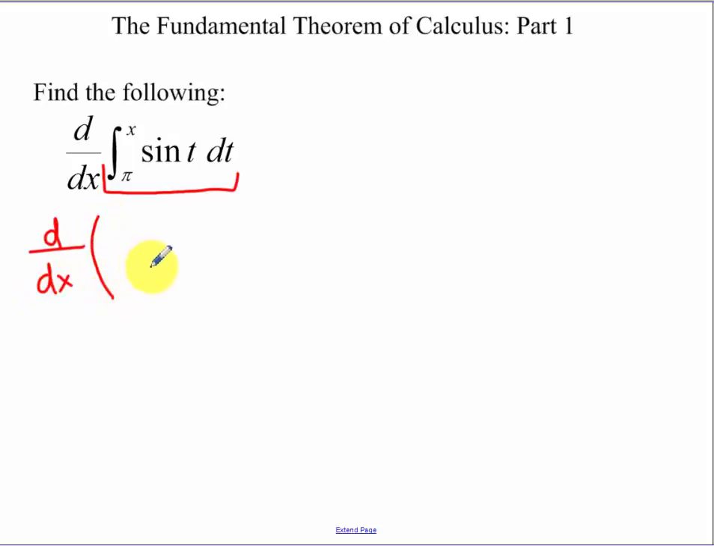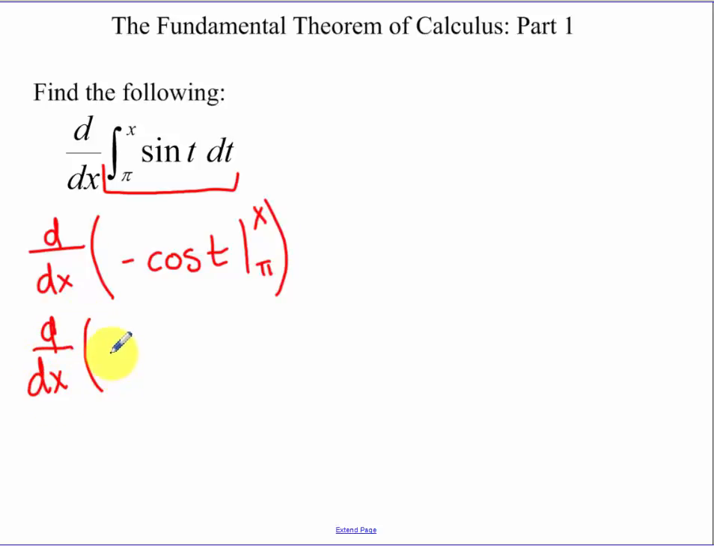Okay, so we know what function's derivative is sine, that's the negative cosine of t, and we're going to evaluate that from x to pi. Meaning, and we're going to worry about taking the derivative here in a minute, we're going to have negative cosine of x minus a negative cosine of pi. Now, take the derivative of this function.